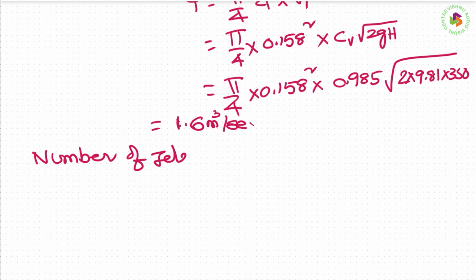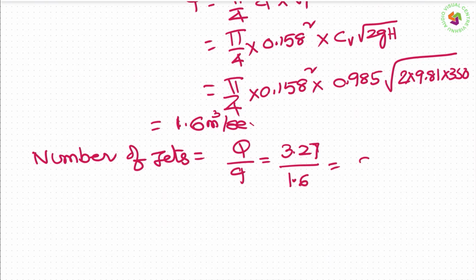So number of jets is equal to capital Q divided by small q. Capital Q is 3.27, divided by 1.6, so it will be approximately 2 jets. So this completes it. Any problem will be in this fashion only, and if any other type of problem is there, that also we will take up.